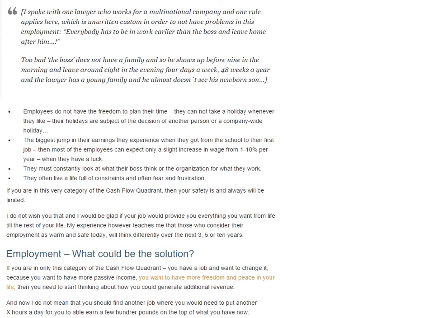If you are in this very category of the cash flow quadrant, then your safety is, and always will be, limited. I do not wish you that, and I would be glad if your job would provide you everything you want from life for the rest of your life. My experience, however, teaches me that those who consider employment as warm and safe today will think differently over the next 3, 5, or 10 years.